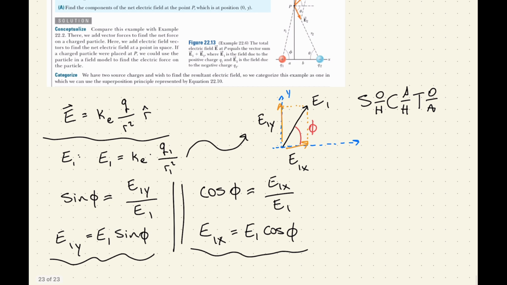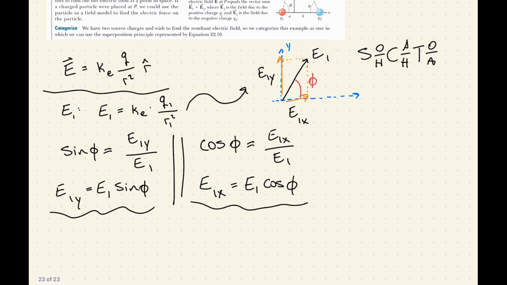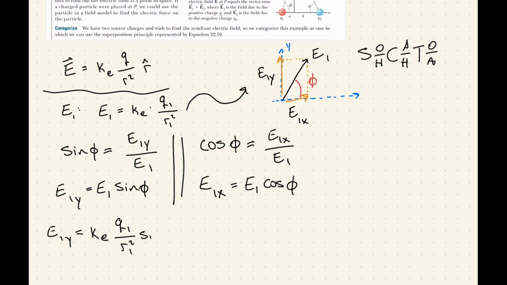So what we could do here is actually simplify both of these equations a little bit more. I'm going to erase these two dotted lines, and we have E1y is equal to, we calculated E1 as this over here, right? So we have Ke Q1 over R1 squared, times sine phi. We have the same thing here: E1x is equal to Ke Q1 over R1 squared, times cosine phi.